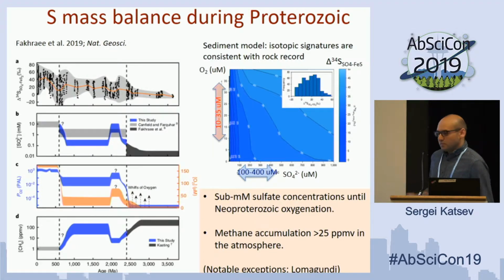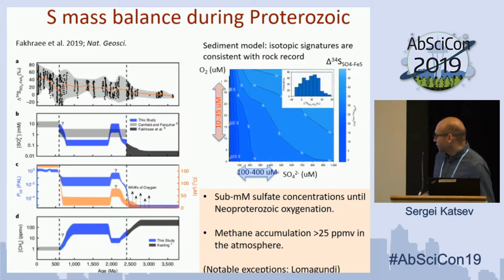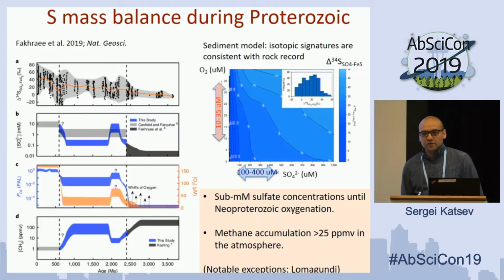Diagenetic models show that these sulfate concentrations are consistent with sulfur isotope records if we consider tens of micromolar of oxygen in the surface ocean. At these low sulfate concentrations, methane fluxes are sufficient to maintain concentrations above 25 ppmv, which have been suggested as sufficient to maintain the Earth glaciation free.